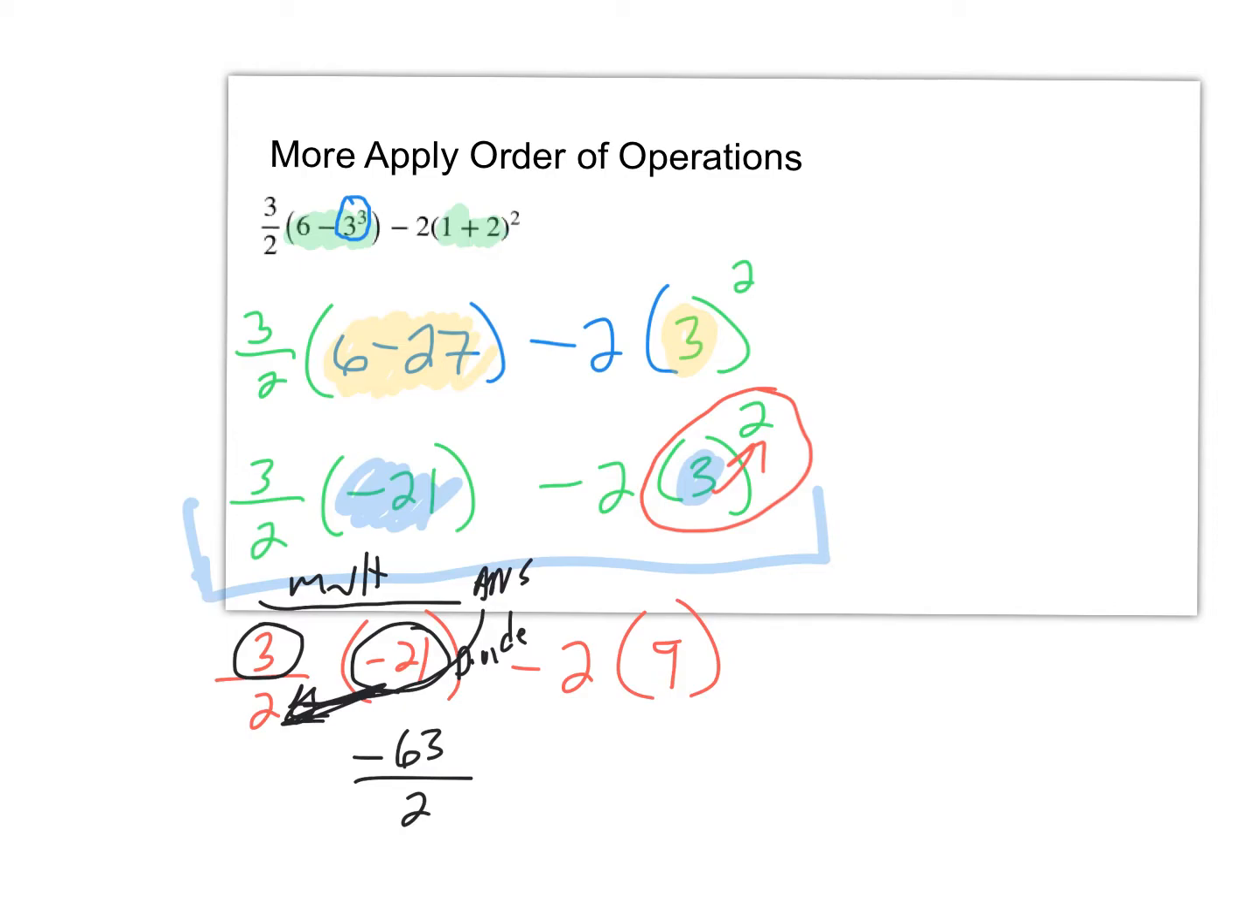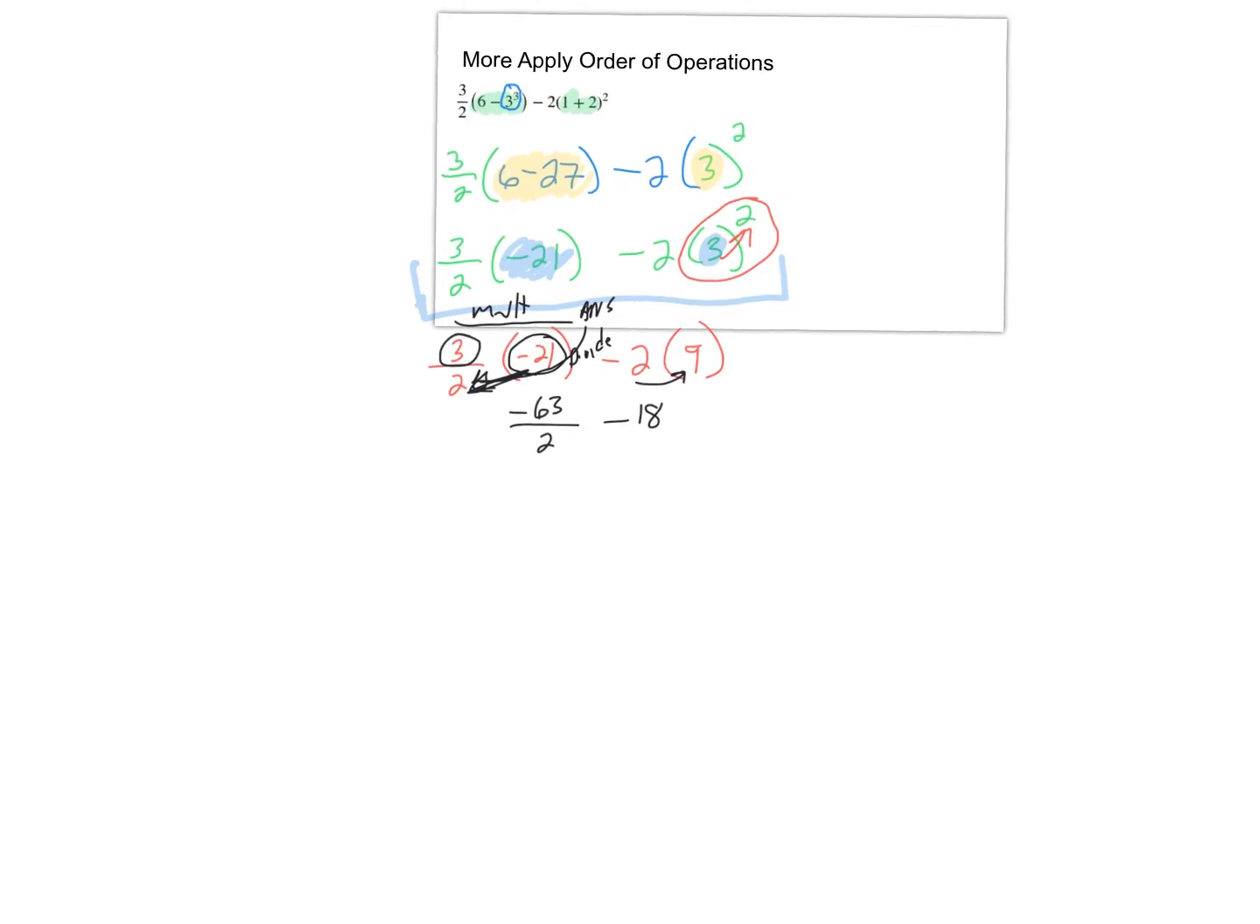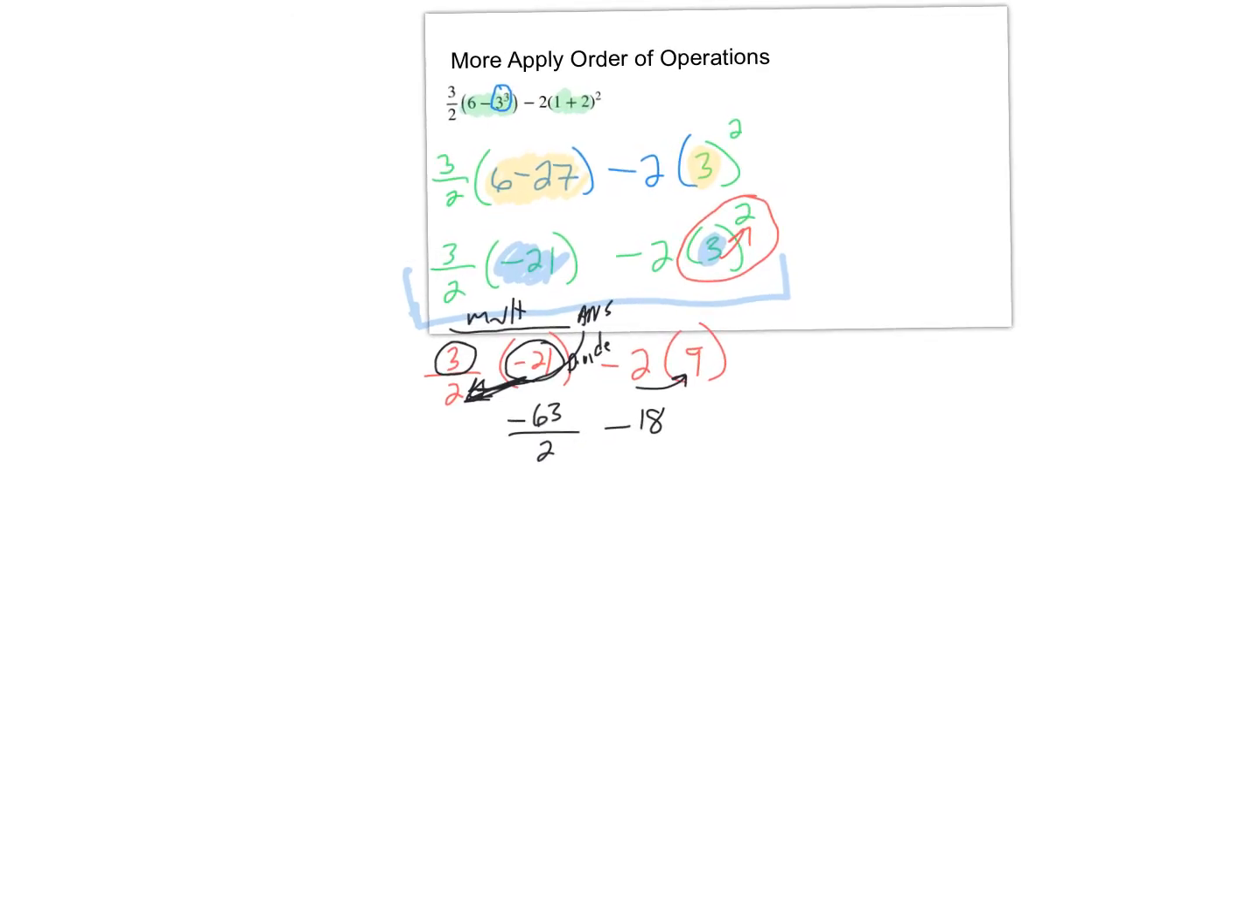Now over here, we have a straight distribution. So negative 2 times 9 is negative 18. Now, at this point, remember, in order to add or subtract fractions, we have to have a common denominator. So we have a 2 and we have a 1. So the common denominator is going to be 2's. So negative 63 over 2 minus 36 over 2.